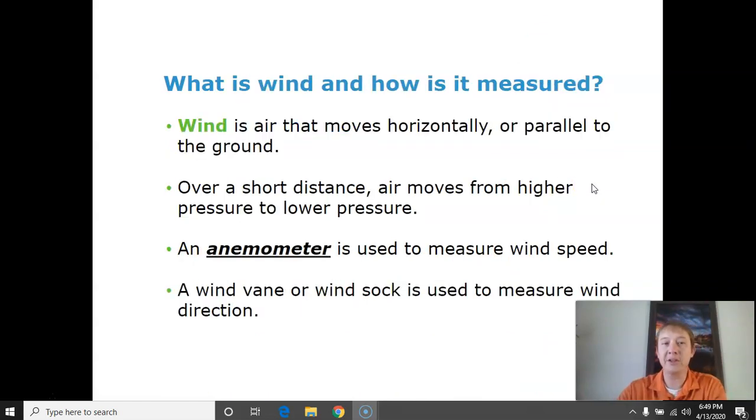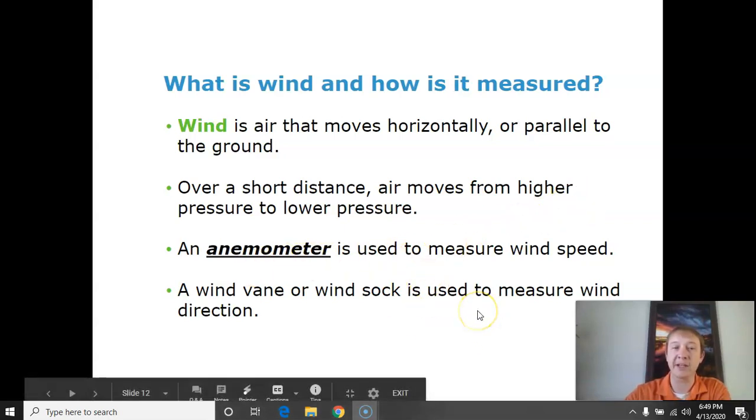Okay, wind. We did talk a little bit about wind in the last unit. Wind is simply air that moves horizontally, or parallel to the ground. Remember, it normally moves from a higher pressure to a lower pressure as caused by changes in temperature. So as the temperature changes, we're going to see wind being created from that. The tool we use to measure wind speed is what we call an anemometer, and I'll show a picture of that on the next page.